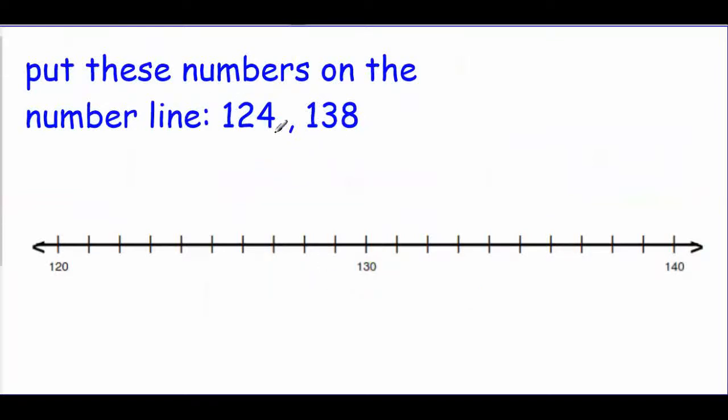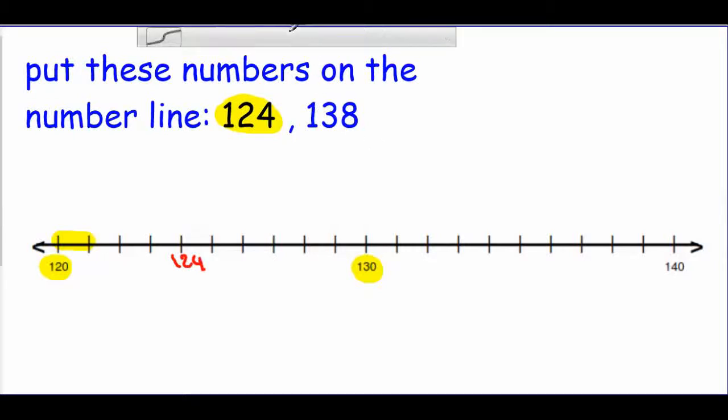Now I want to put these numbers on the number line. The first number here is 124. I know that 124 is between 120 and 130. It is somewhere between these two multiples of 10. Here I can see 10 equal parts or divisions between 120 and 130. So each part is 1. So this mark is 120, 121, 122, 123, and so on. So 124 is here.